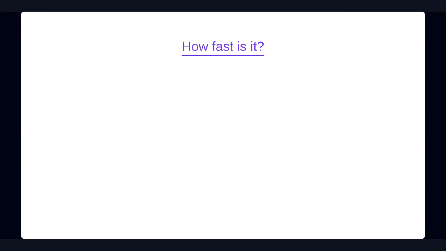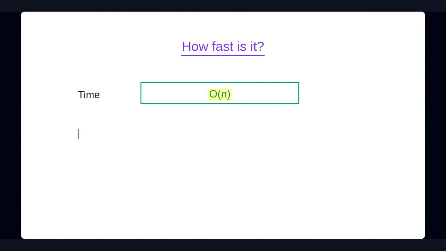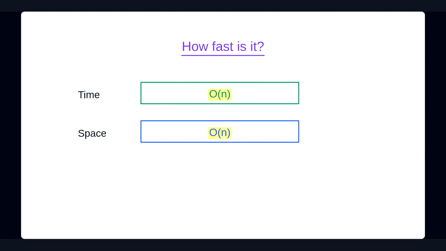In the worst case, we compare about half the letters before the pointers meet, so the time is order n. The space is order n because of the recursion stack. A simple loop would give the same time using only order 1 extra space.